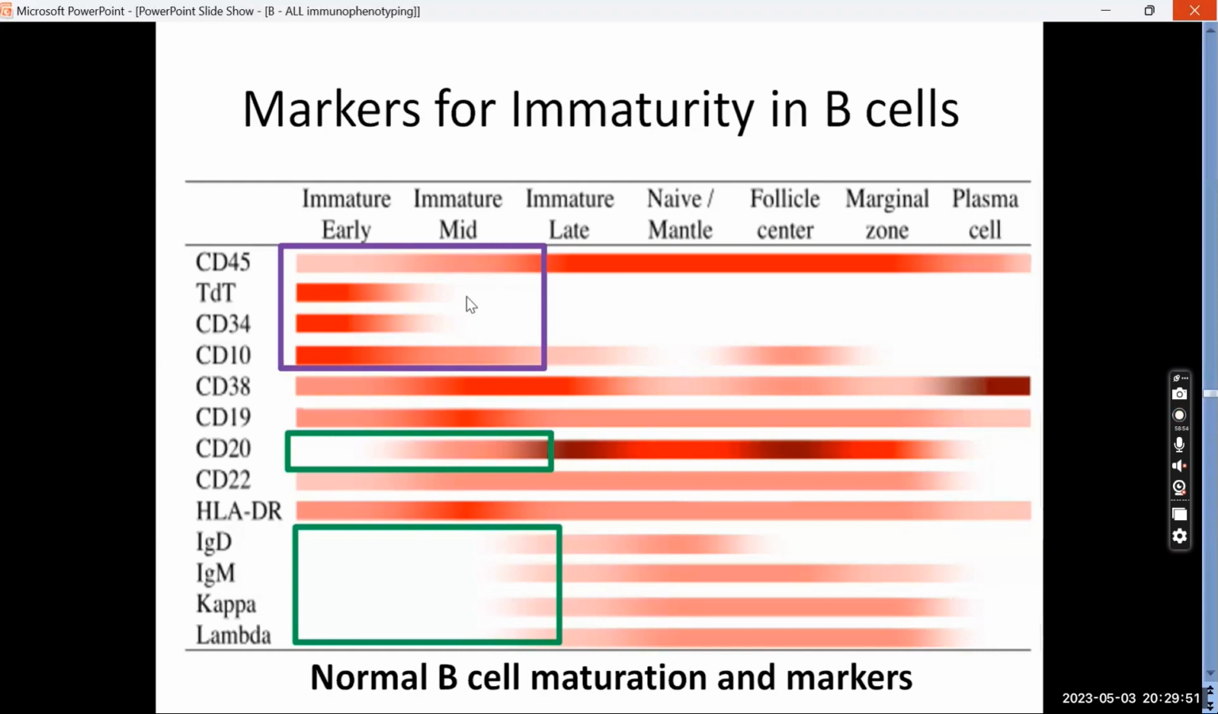So for MPO, most of the labs have a problem in standardizing MPO and TdT. So what you can do is cytochemistry. If cytochemistry is positive in the blast, then you can take that. But if the answer to your question is, you check the internal controls always.